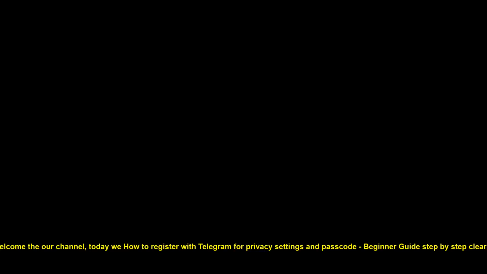Welcome to our channel. Today we will show how to register with Telegram and set up privacy settings and a passcode, in a beginner guide, step by step, clearly. Open your App Store or Google Play Store. Search for Telegram. Download and install the Telegram app.